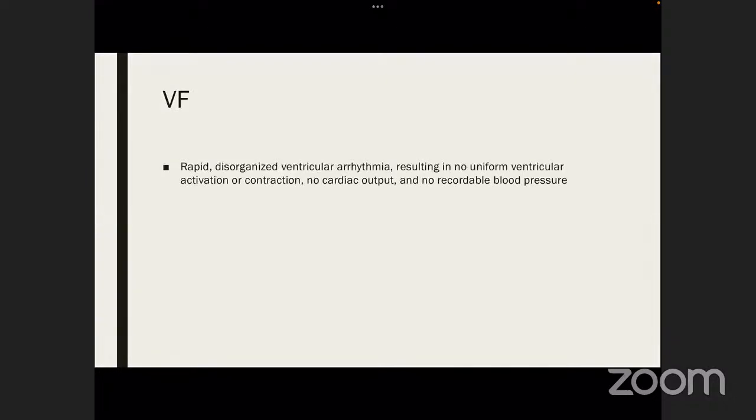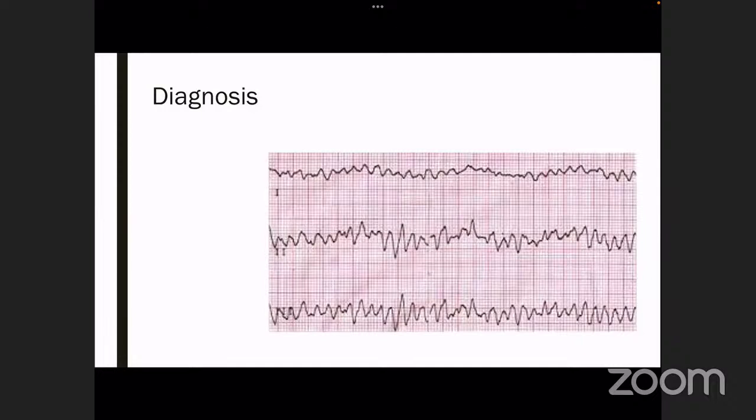Ventricular fibrillation is a rapid, disorganized ventricular arrhythmia resulting in no uniform ventricular activation or contraction, no cardiac output, and no recordable blood pressure. It is usually initiated from an ischemic myocardium or a parent focus. On the ECG, there are no defined QRS complexes, it shows a shapeless rapid circulation, and there is no pulse oximetry.